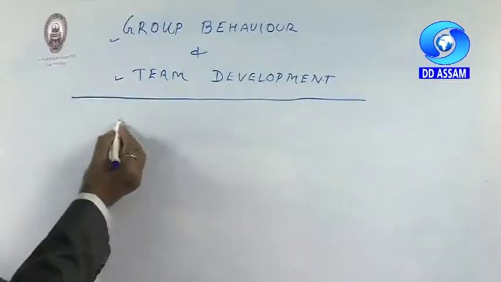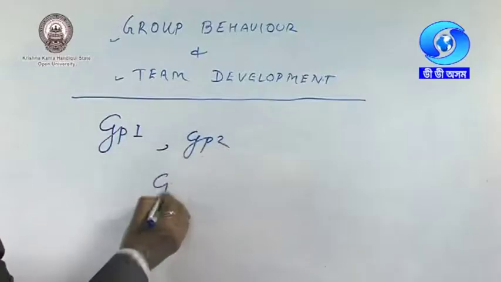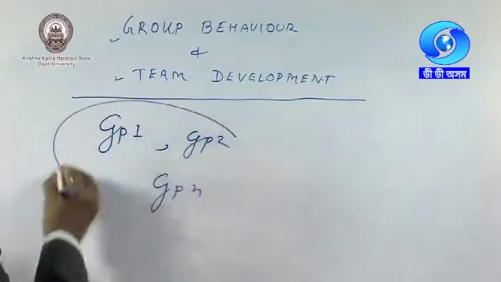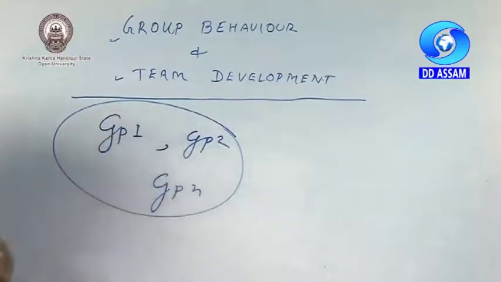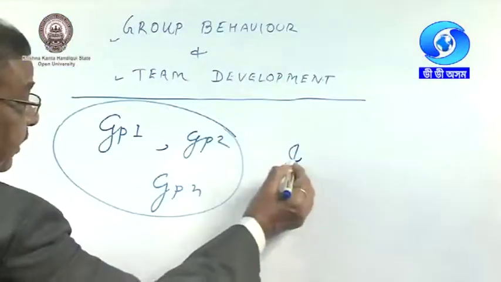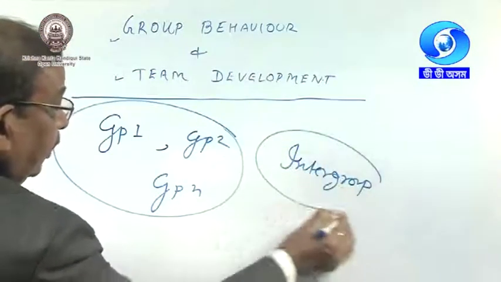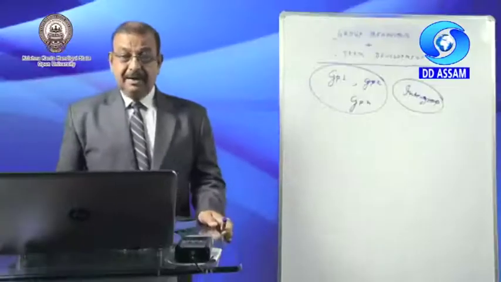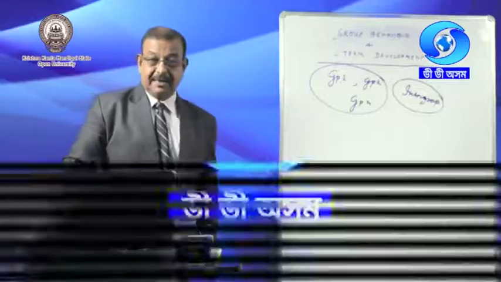Suppose an organization has different groups, group 1, group 2, like that, group N. Different groups will be there in an organization. Within the group, there is the intra-group, and among the groups, there will be the inter-group. That inter-group behavior is very important in an organization. To make it clear, let us discuss some types along with certain examples.